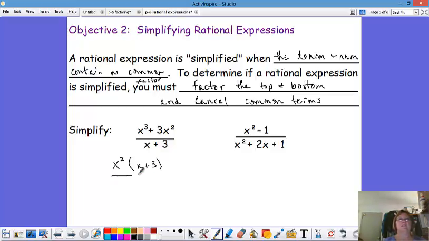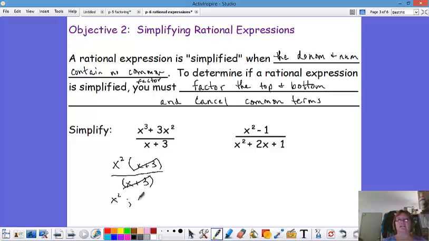And that's interesting because the bottom of this also contains a factor of x plus 3. I'm going to put it in groups even though it didn't show it here, because now we can see that common factor can be divided out of both the top and the bottom of this rational expression, leaving us a simplified value of x squared.